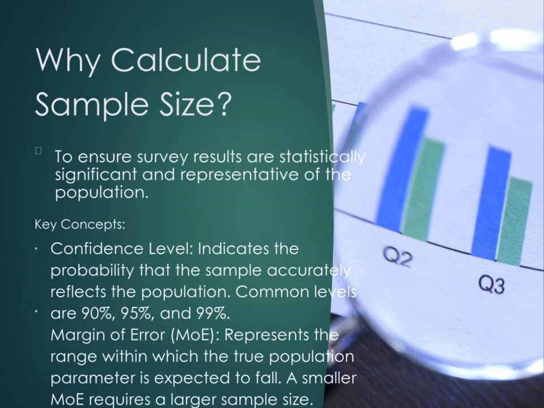A 95% confidence level means that if we were to take 100 different samples, approximately 95 of them would contain the true population parameter. The margin of error indicates the range within which the true population parameter is expected to fall. A smaller margin of error requires a larger sample size, as we seek more precision in our estimates.